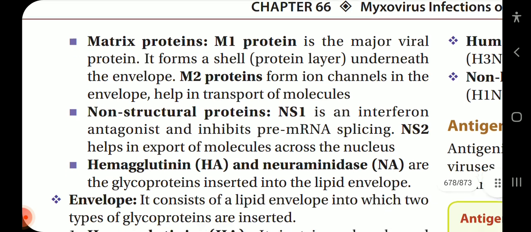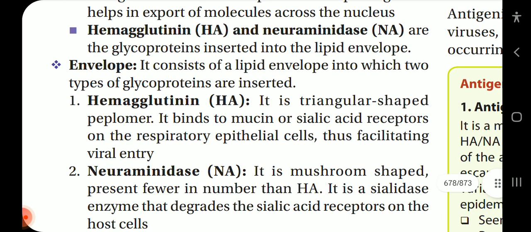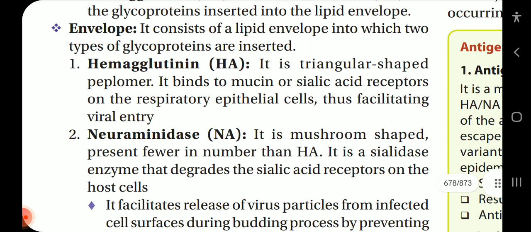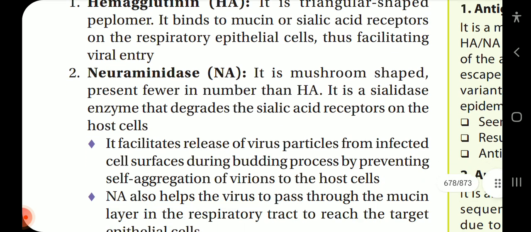Non-structural proteins: NS1 is an interferon antagonist and inhibits pre-mRNA splicing. NS2 helps in export of molecules across the nucleus. Hemagglutinin HA and neuraminidase NA are the glycoproteins inserted into the lipid envelope. Envelope consists of a lipid envelope in which two types of glycoproteins are inserted: hemagglutinin HA and neuraminidase NA. Hemagglutinin is a triangular shaped peplomere. It binds to mucin or sialic acid receptors on the respiratory epithelial cells, thus facilitating the viral entry.